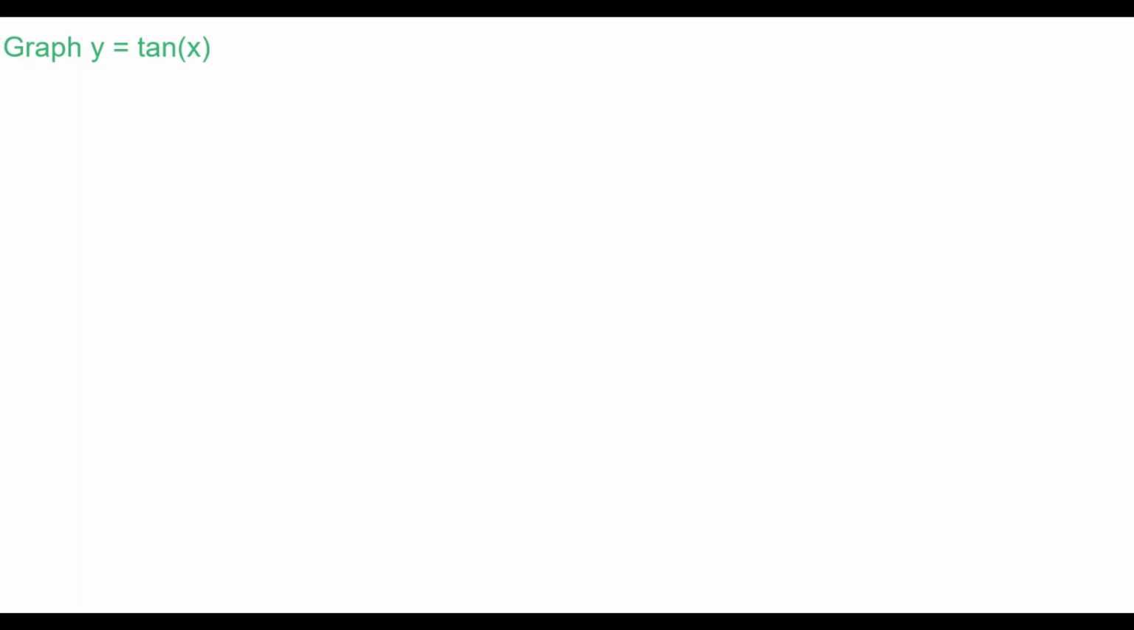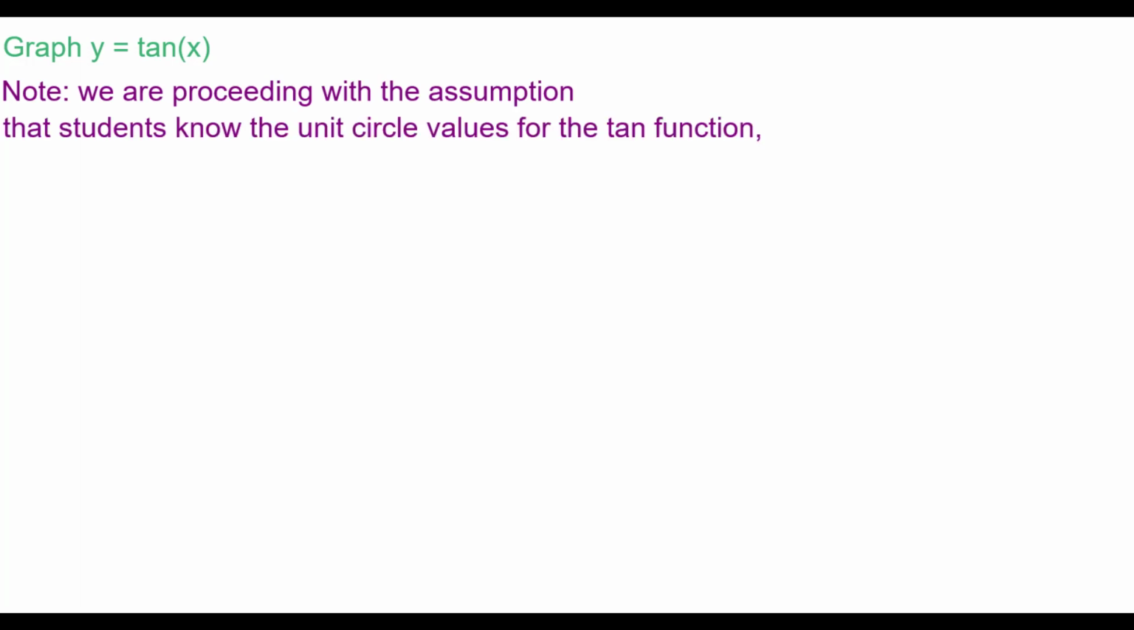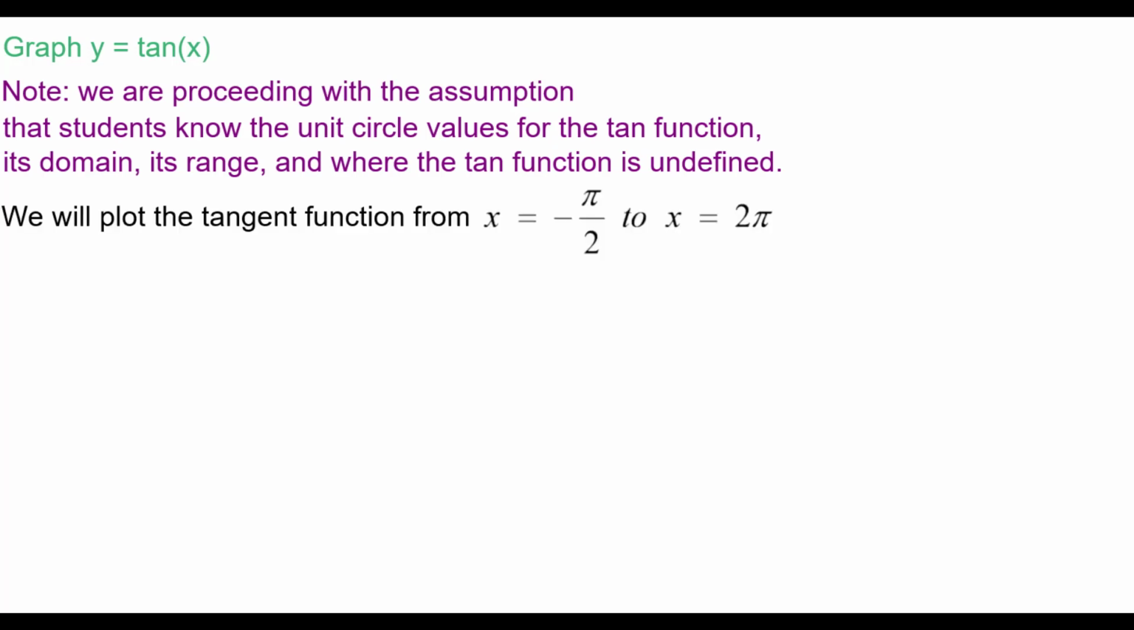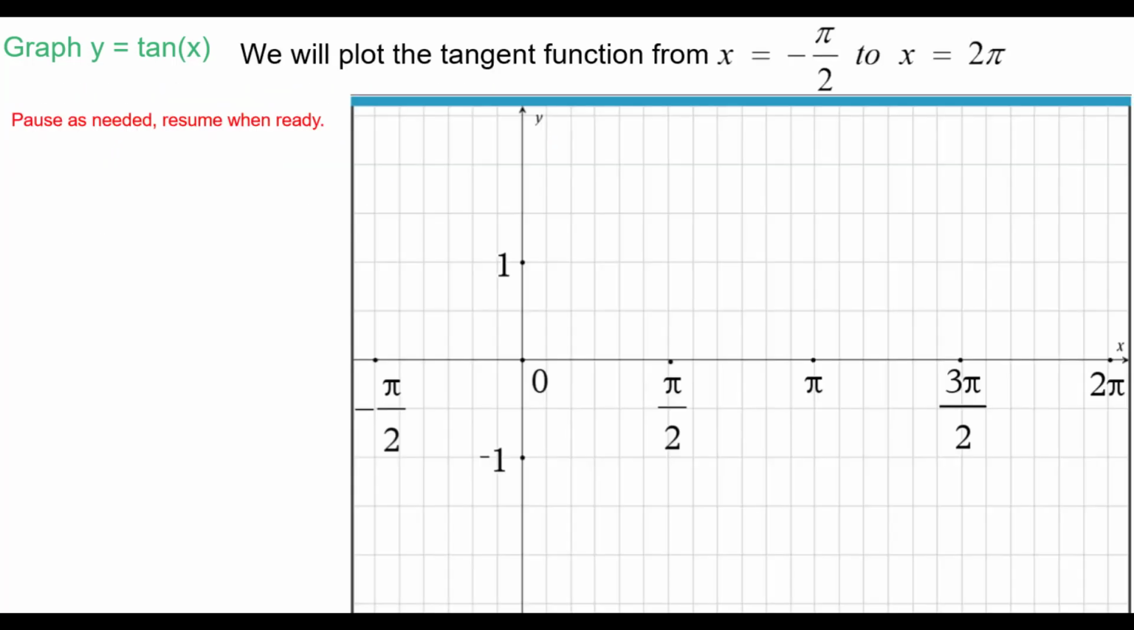Graph y equals the tangent of x. We are proceeding with the assumption that students know the unit circle values for the tangent function, its domain and range, and where the tangent function is undefined. We'll plot the tangent function from x equals negative pi over 2 to x equals 2 pi. Pause as needed.